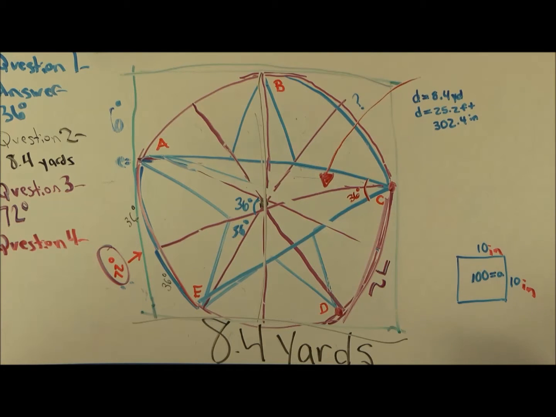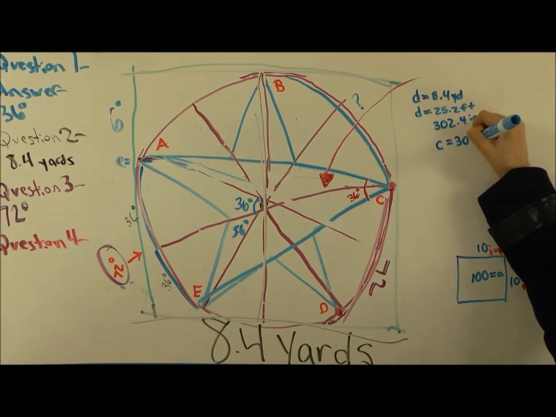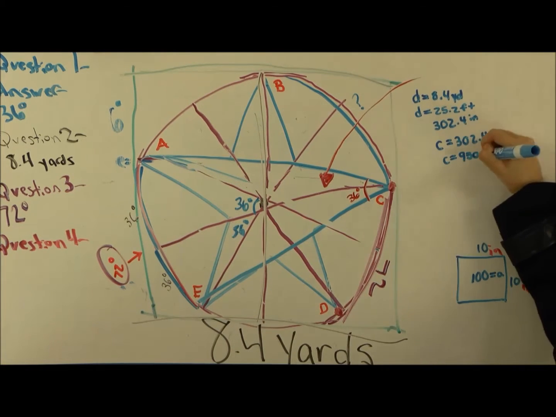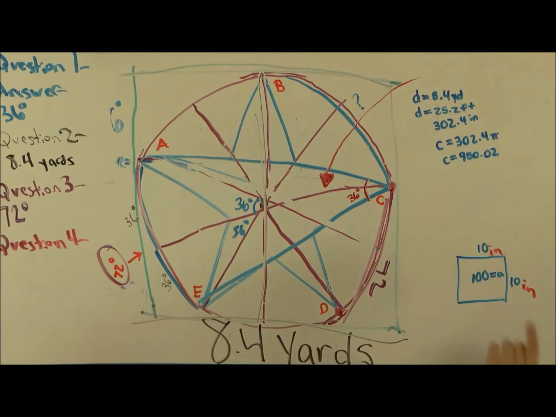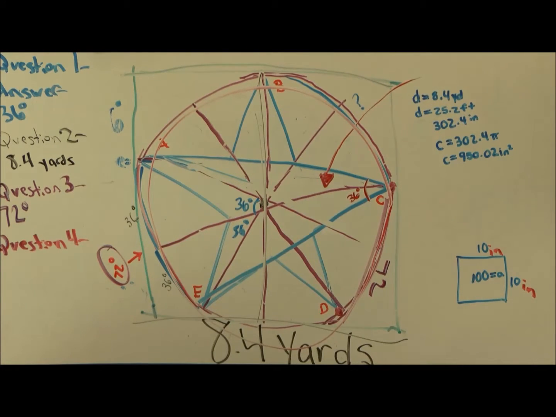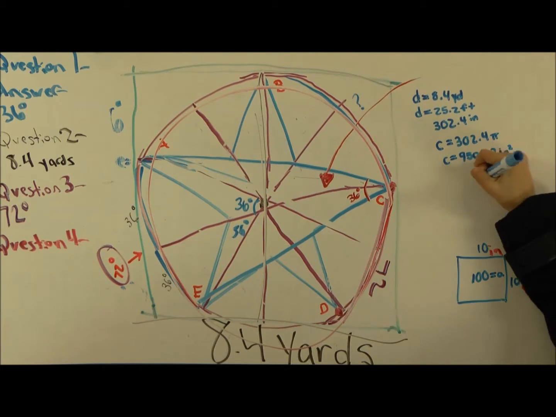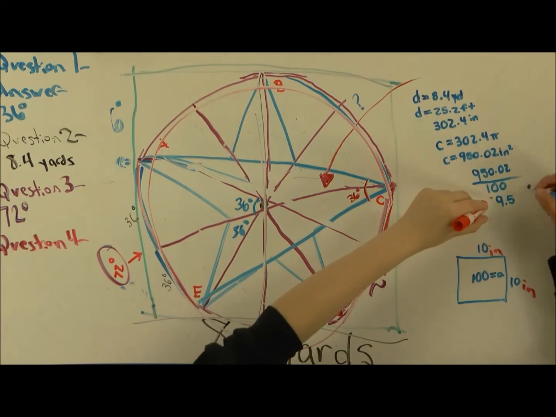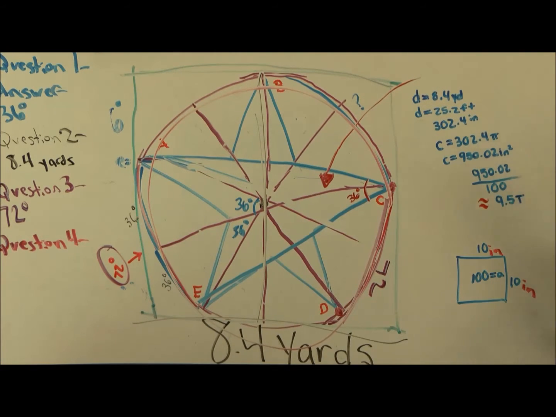By doing that, we can then find the circumference of the circle. So 302.4 times pi equals 950.02 inches. So that's the circumference of the circle. Then to find how many pavers we need, we will divide 950.02 by 100, which gives us 9.5 pavers, or tiles.